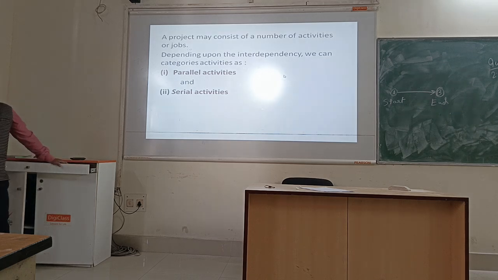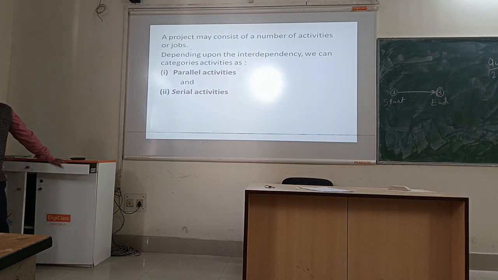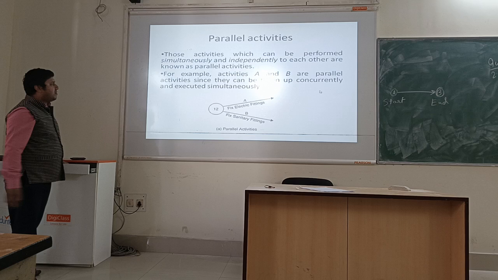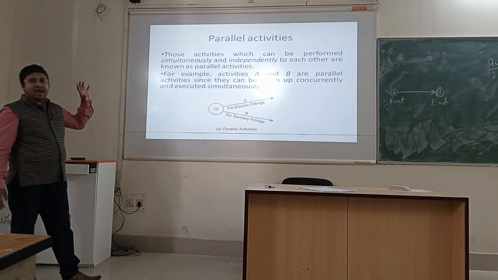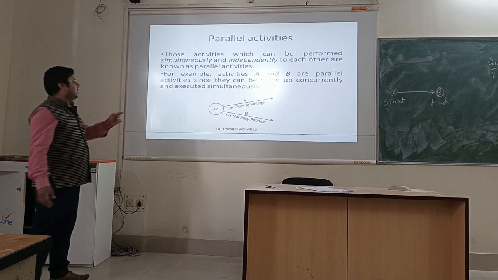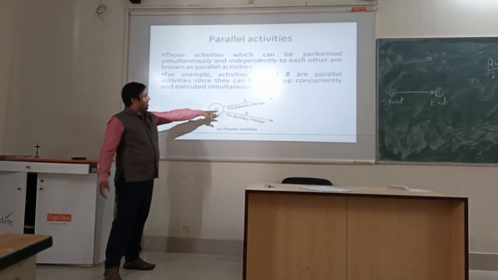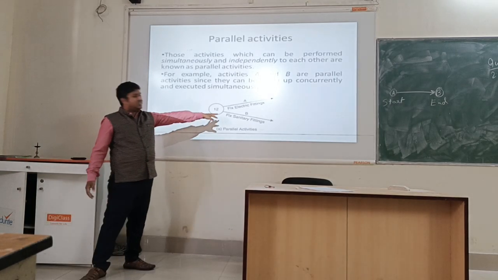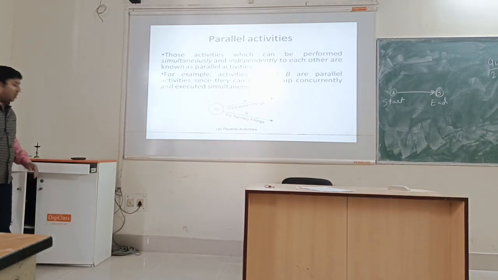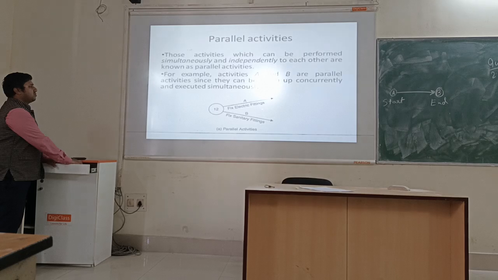There are two types of activity in a diagram that you can see. One is the parallel diagram, and another is the series diagram. This is the example of a parallel diagram, where activities can proceed simultaneously, like fixing of electrical tools and fixing of sanitary. This can be done simultaneously. They are called parallel activities, since they can be taken up simultaneously.